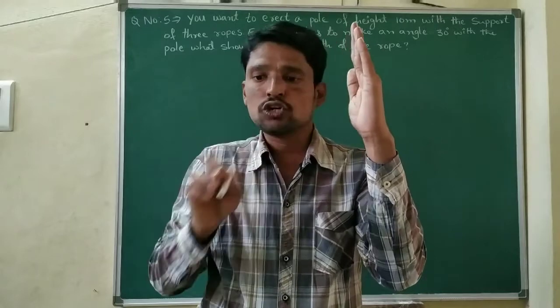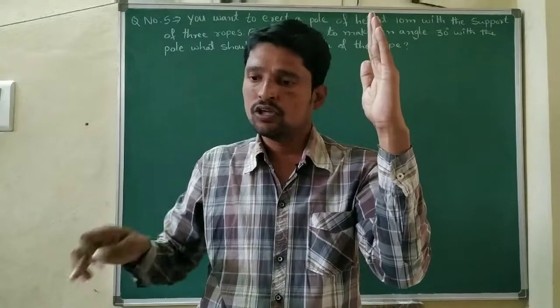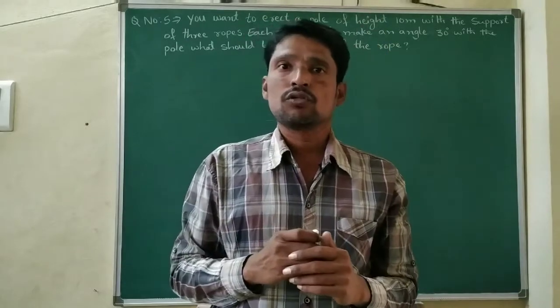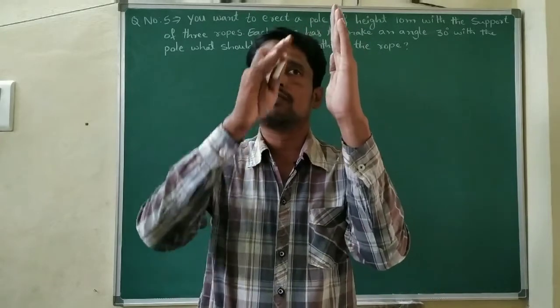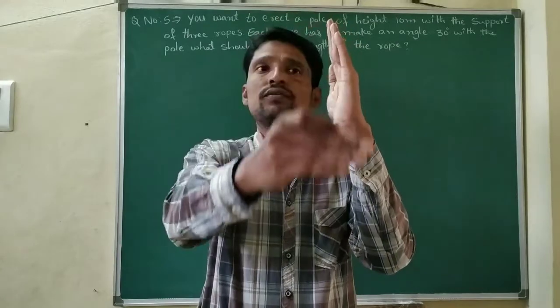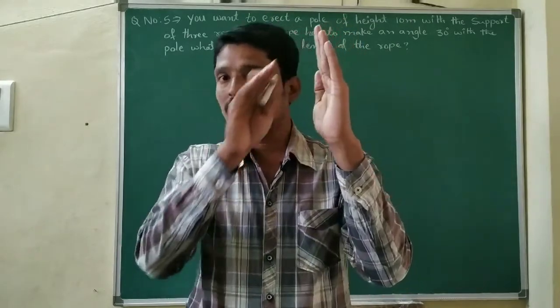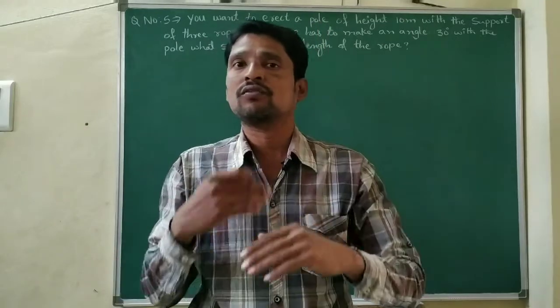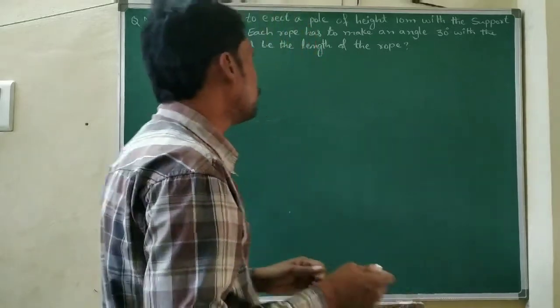3 ropes. Each rope is making an angle here. This angle here it is making, so that is 30 degrees. So the total length of the rope we need to find. Total length of the rope means first this length we need to find, this side length also we need to find. Once we get the length of one rope, we need to multiply with 3. We are getting the total length of the rope.